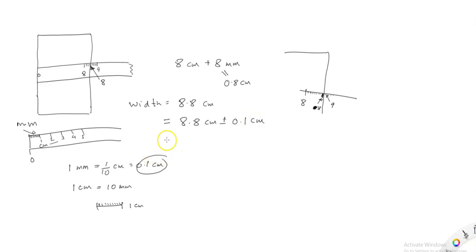So you can rewrite the same thing if you want to. You can do it this way as well, 8.8 plus or minus 0.1, and then put the centimeter after everything. So this is how you record an answer, a measurement with its uncertainty. All right.